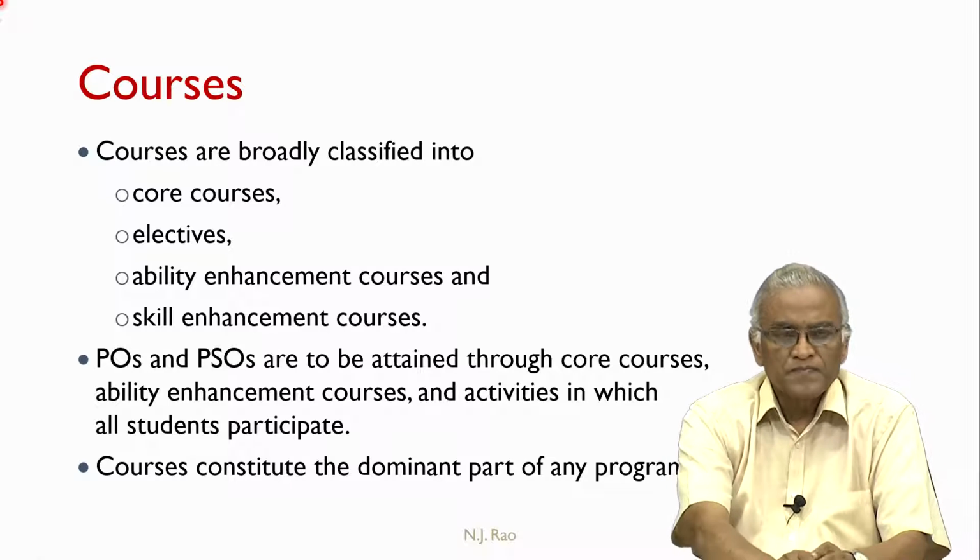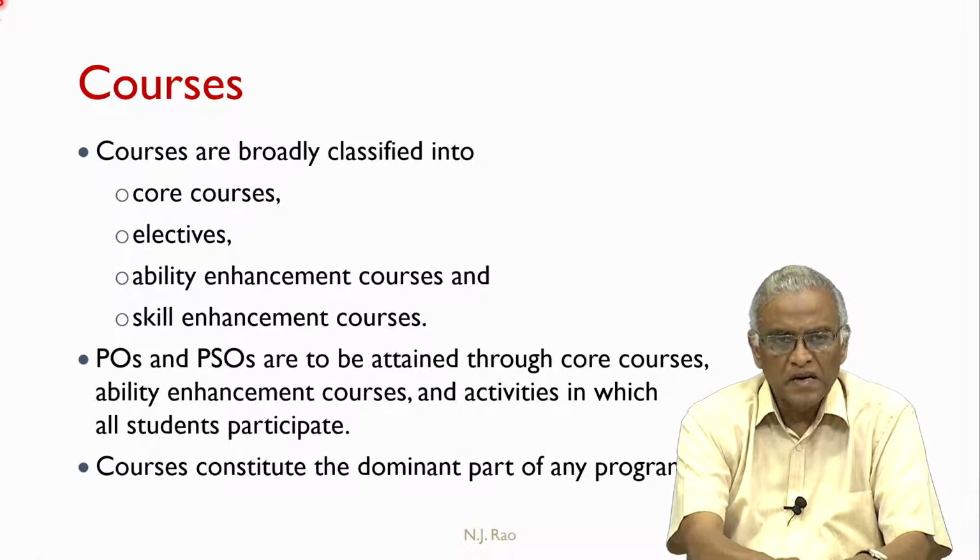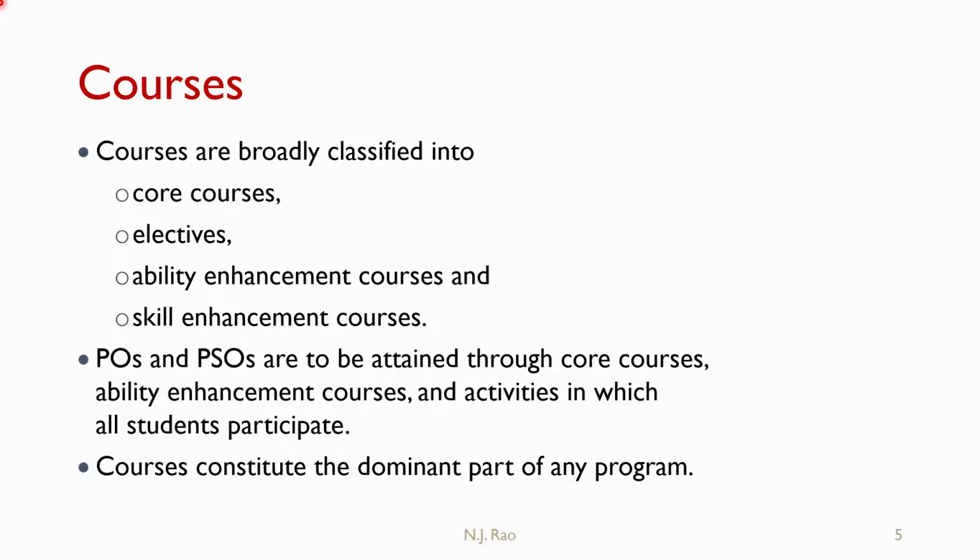Now, coming to the courses, courses are broadly classified, as per the current UGC terminology, as core courses, electives, and so on. Core courses means all students take these courses, and there are electives. That means any elective is taken only by some students, and there are what are called ability enhancement courses and skill enhancement courses. This is the terminology presently used by UGC. And here, for example, ability enhancement courses are compulsory for all students, but skill enhancement courses are to be treated as electives. That means every student will not take every skill enhancement course.